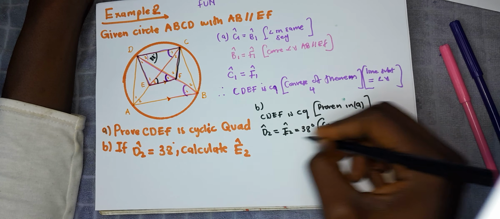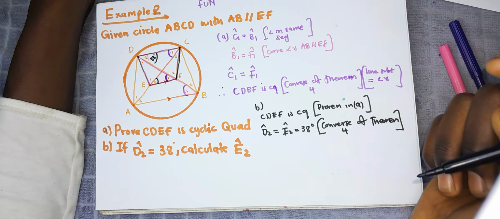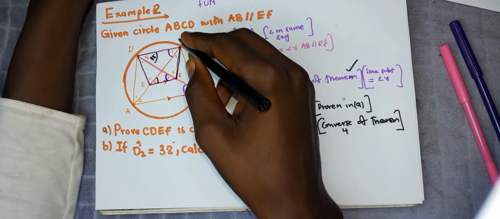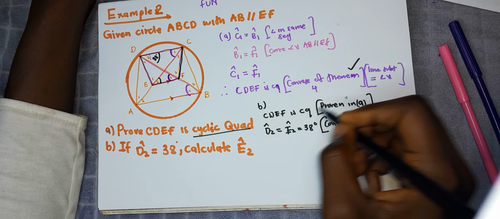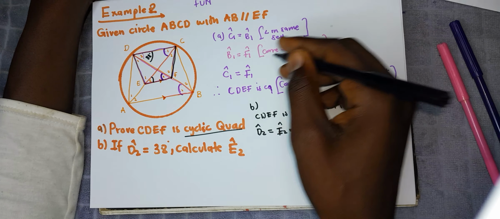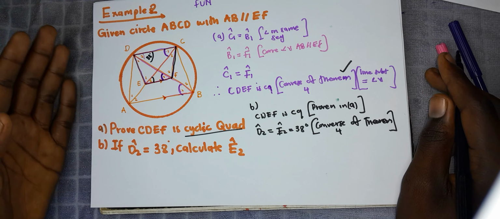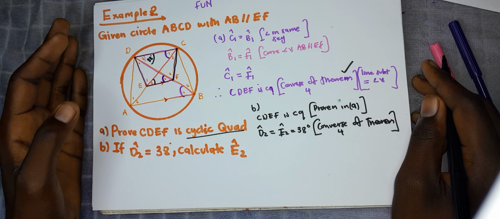But what I want you to note is how we concluded that this is a cyclic quadrilateral. We concluded and said that this is because of the converse of theorem 4, or a line subtends equal angles.